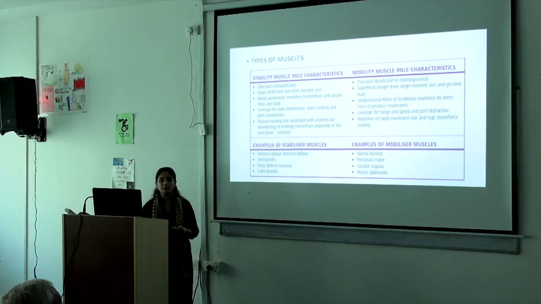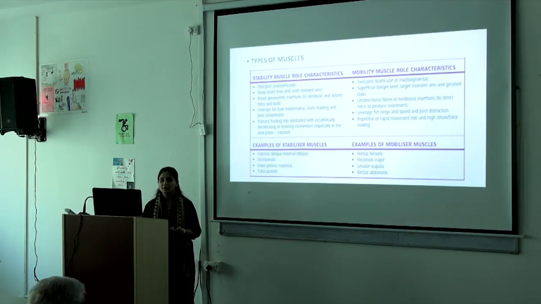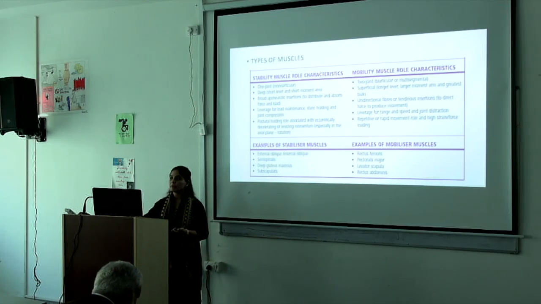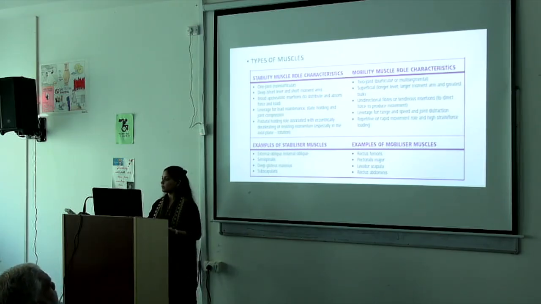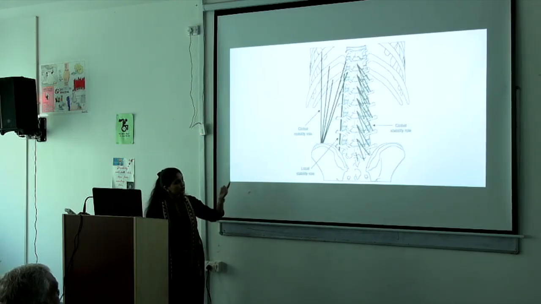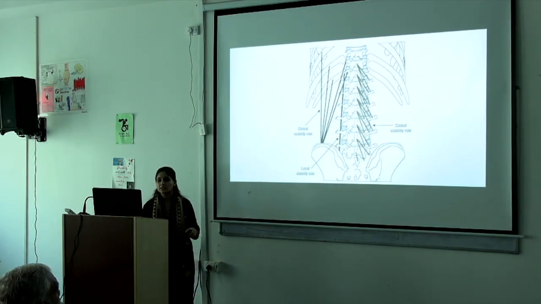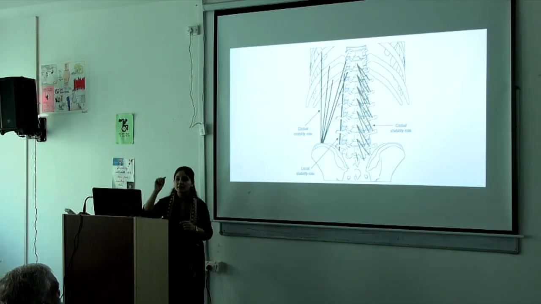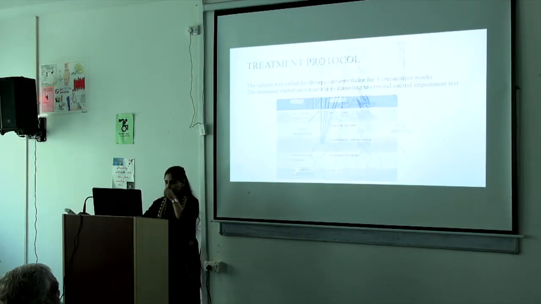Examples for stabilizers can be external oblique or internal oblique, semispinalis, deep gluteus maximus and subscapularis. The examples for mobilizers are rectus femoris, pectoralis major, levator scapulae, as well as the rectus abdominis. So all the big group of muscles are the global muscles and the smaller group of muscles are the local stabilizers. Now this is a diagram which again depicts the global muscle. You can see that all the muscles are big in nature and the local stability group is always small and they are present among the spinal segments.